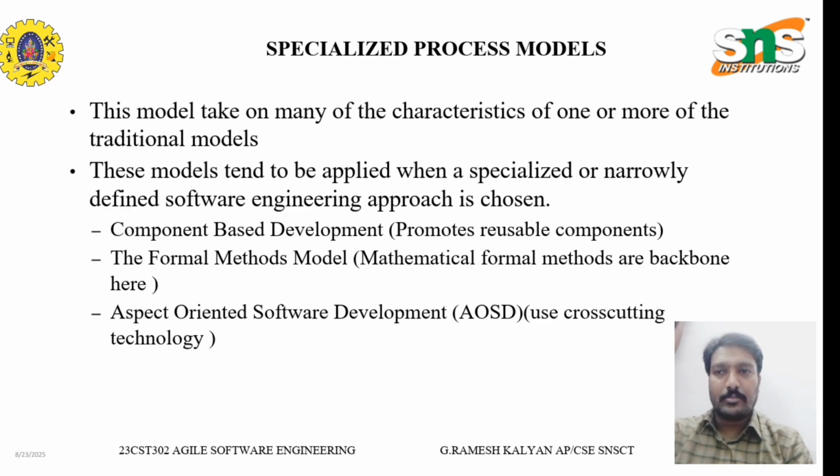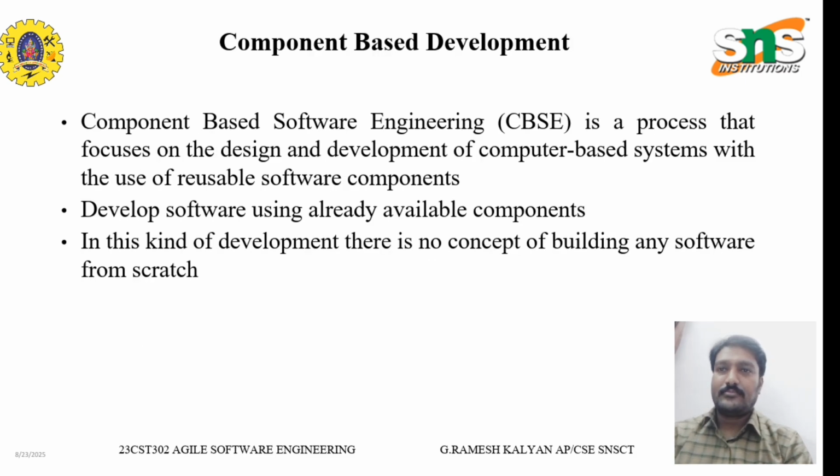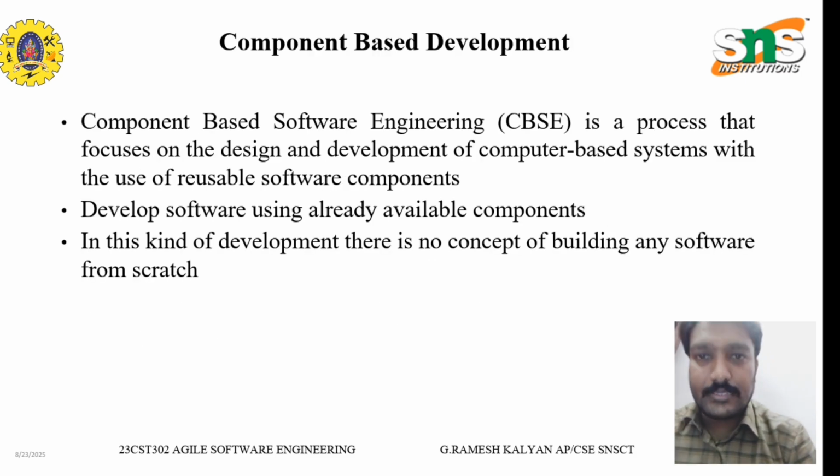oriented software development model. The component based model promotes and uses reusable components. The second one is the formal method, which uses mathematical formal methods, derivations and equations. The third one is the aspect oriented software development process, which uses cross-cutting technology. We'll see these in the next slides. The first one is component based development.